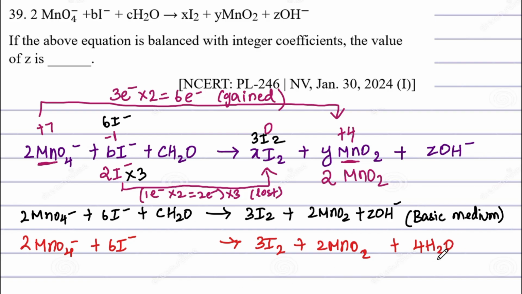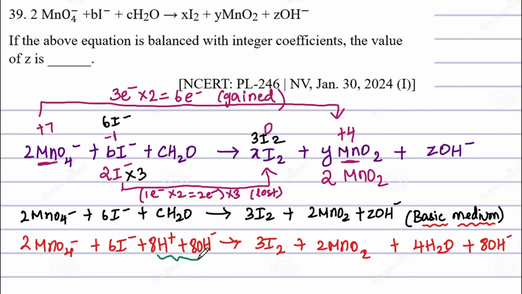So now how many hydrogen atoms are there in the product side? 4 into 2, 8 hydrogen atoms are there in the product side. So to balance that, you have to write 8H plus in the reactant side. But already I told the reaction takes place in basic medium. So when you write H plus, you should also write the equal number of OH minus on both the sides. So in reactant side also you have to write 8 OH minus, and in product side also you have to write 8 OH minus. So now the reactant is having 8 H plus and 8 OH minus.